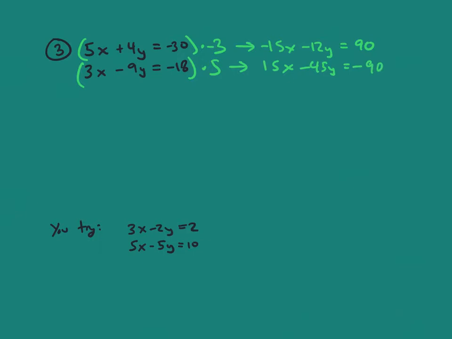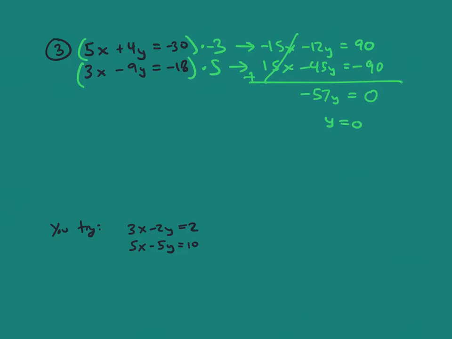Okay, and so now I've got my two equations. I'm going to add them together. So negative 15x plus 15x, those will cancel out. We set that up. We made that happen. The y's, let's see, negative 12y minus 45y would be negative 57y equals 90 plus negative 90 is 0. Oh, negative 57y equals 0. That just means y equals 0. Okay, remember this isn't undefined or anything. It's saying what number times negative 57 is 0. It's 0. So y equals 0, and then I can plug that into either equation.